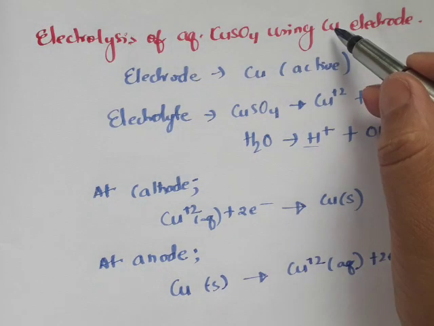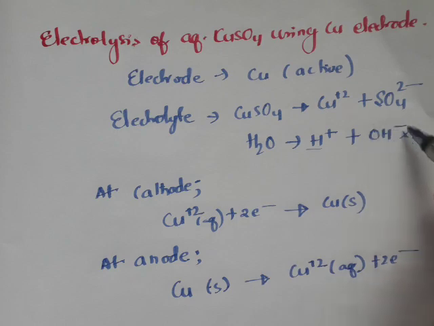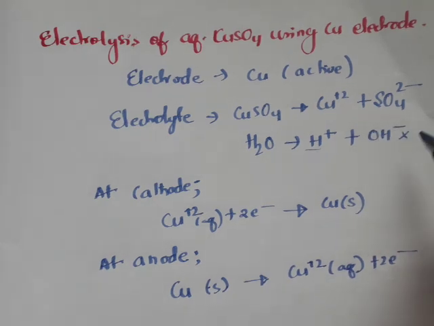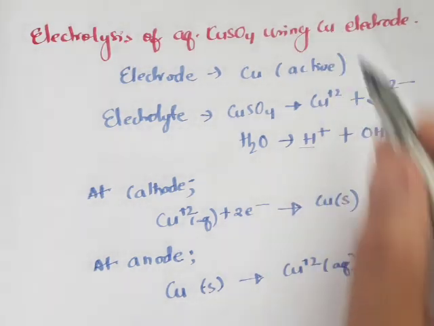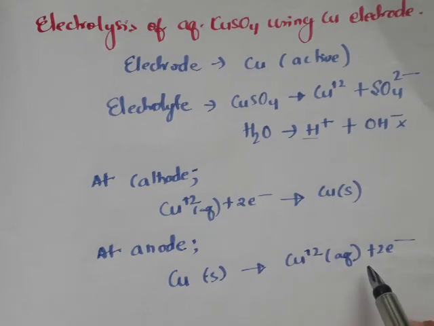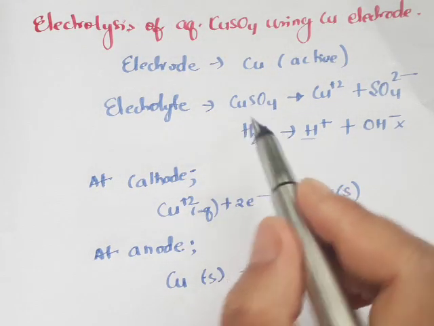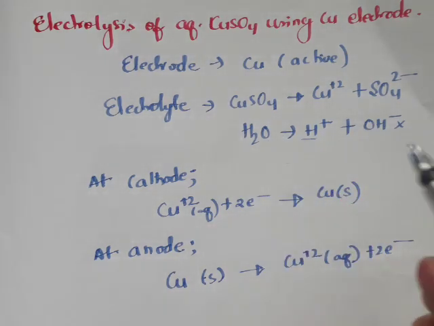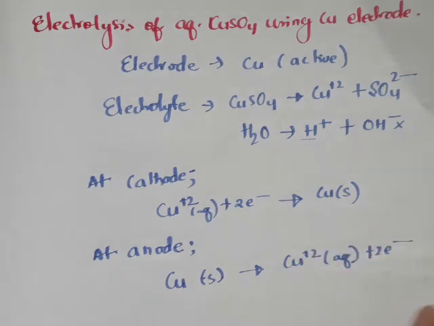But suppose your electrode was platinum, then out of 2, the hydroxide would have been oxidized at anode, but since your electrode is a reactive one, copper will take part in the reaction, or it will undergo oxidation reaction. So this is one of the reactions or setups which is used in the purification of copper, and you might have done this in class 10. Okay, thank you.